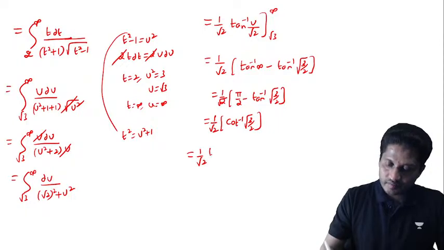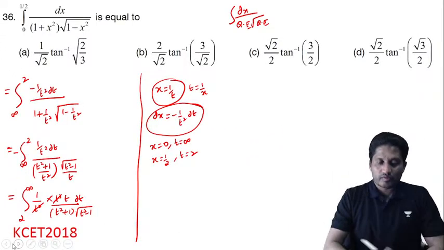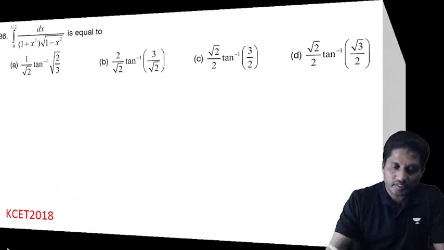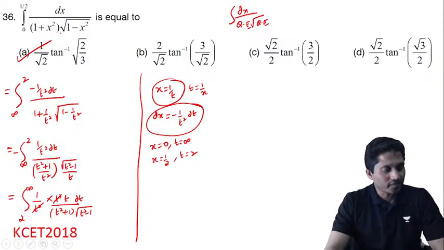Cot inverse of x can be written as 1 by tan inverse of x, 1 by whole root of 2 by 3. Okay, that's the answer: 1 by root 2 whole root of tan inverse of 2 by 3. Answer will be equal to option A only. 36 is option A. Clear, Manoj?